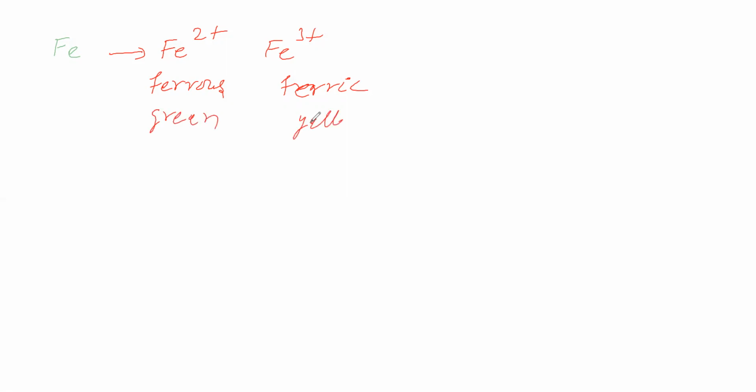In the iron salts, iron generally shows +2 and +3 oxidation numbers. Now you can see ferrous is less stable. We will look at ferrous salts and ferric salts. Ferrous has a green color. Ferric has a yellow or brown color.